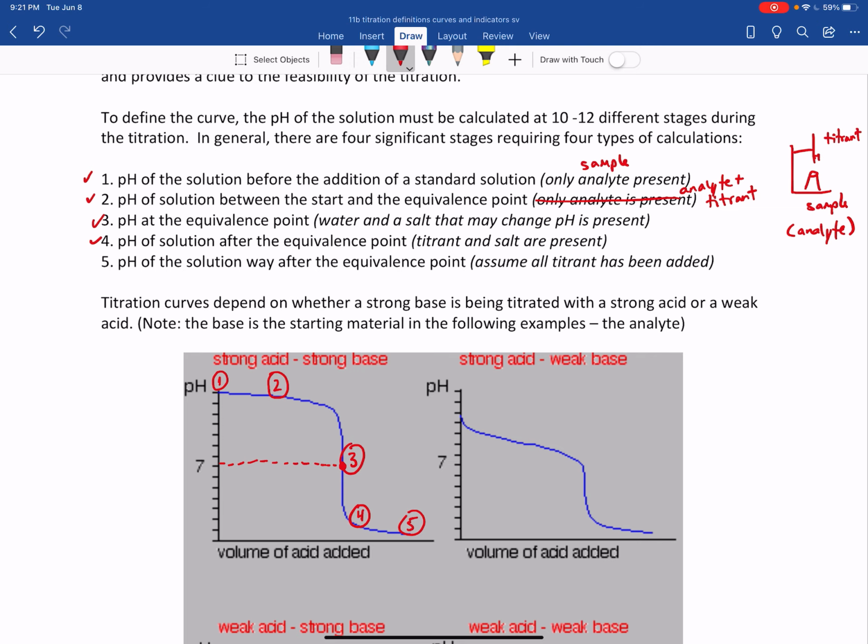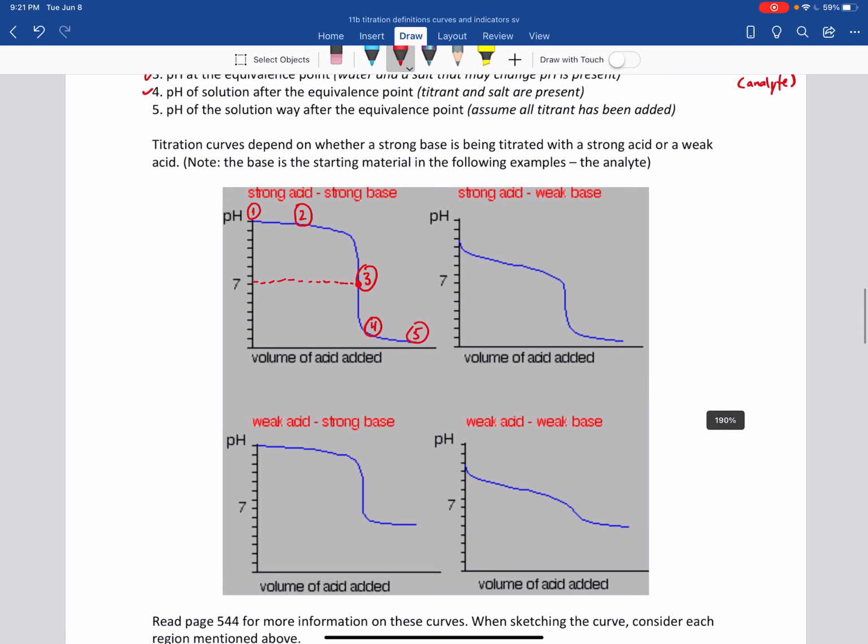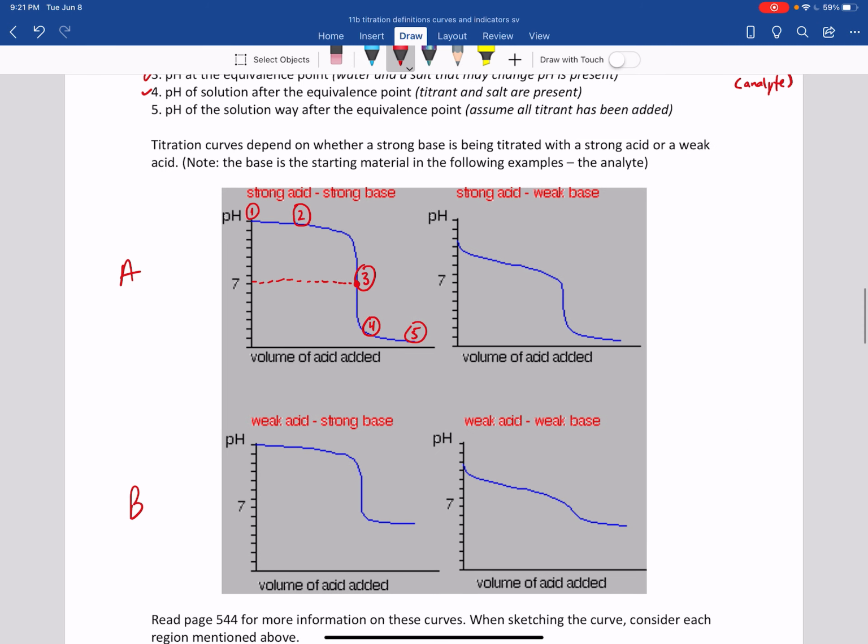And if we look at the examples below here, they cover every scenario. So we'll call these A, B, C, and D. So scenario A, if you look at it, it's the strong acid and the strong base. The equivalence point happens when the pH is at 7, and that's when they're neutralized. In scenario B, we have a weak acid and a strong base.